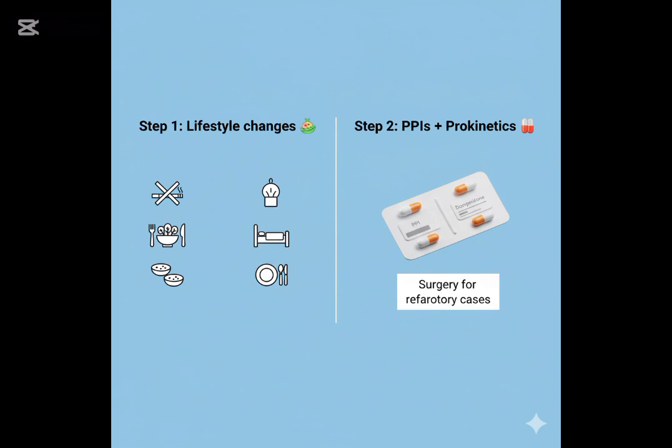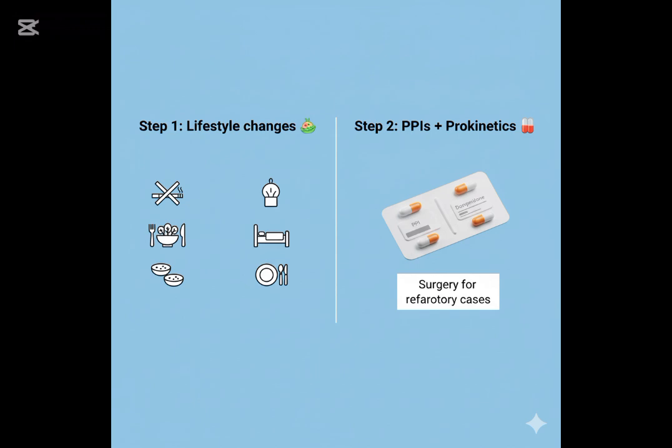First line management is always conservative. Start with weight reduction. That's the single most important step. Reduce fat and spicy food intake. Stop smoking and alcohol. Avoid large meals at night and always sleep a few hours after dinner with the head of the bed propped up.